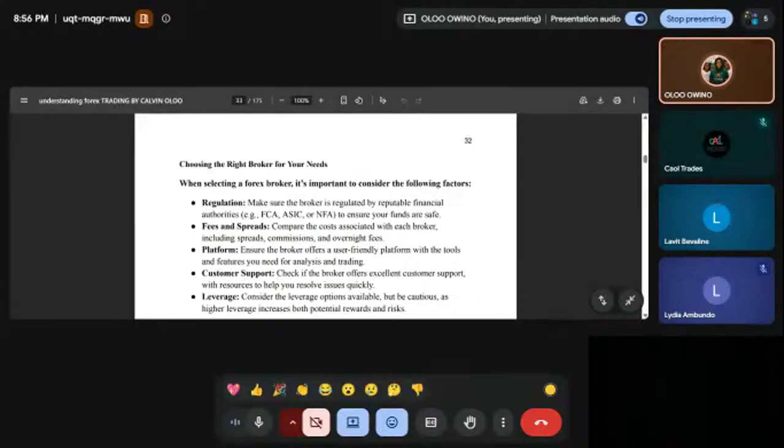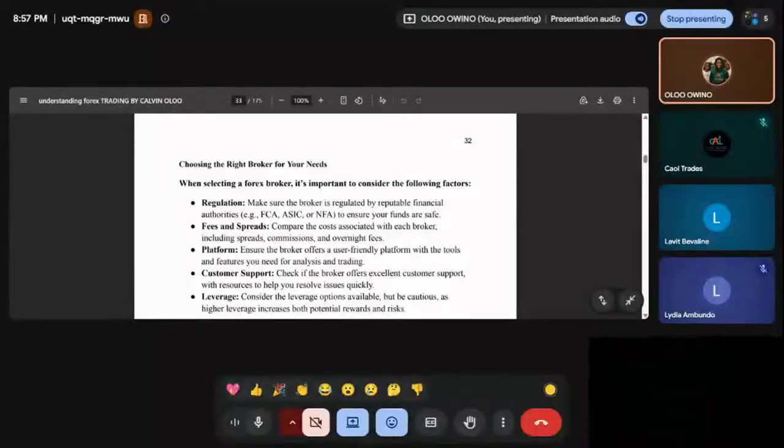Check if your broker offers excellent customer support which solves issues quickly. Example, your withdrawal has taken more than 24 hours. You're trying to contact the customer support, there's no customer support. That's not a good broker. Look for a broker where, when you want support, you can be helped promptly.